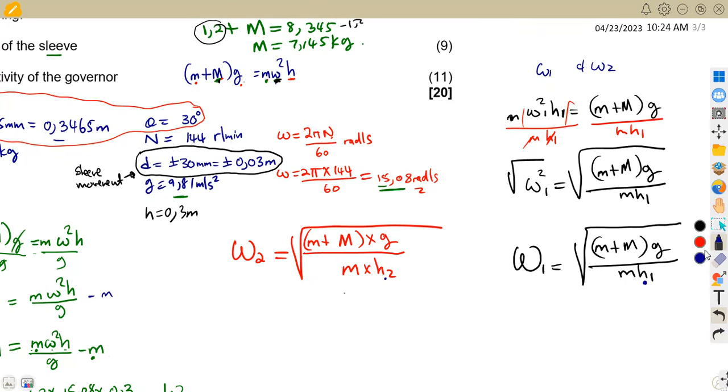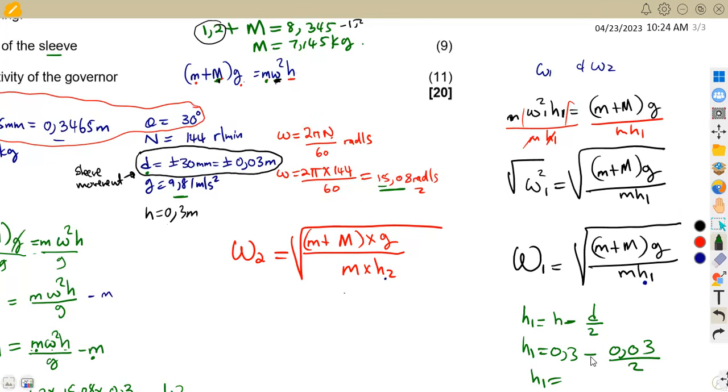Remember I introduced before that H1 is taken when we subtract. So it's going to be the height that we had before, which is this one, minus the sleeve movement over 2. The sleeve movement, as for me, I said is d, so it's d over 2. So H1 is going to be 0.3 minus the sleeve movement of 0.03 over 2. This is going to give you H1.